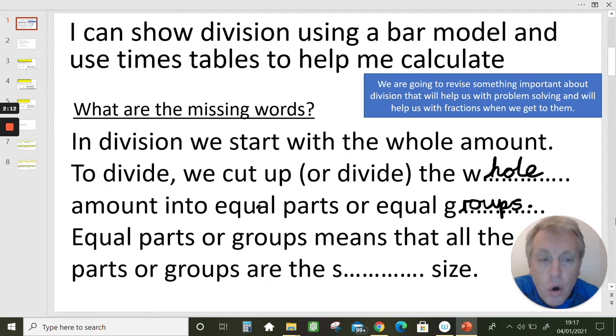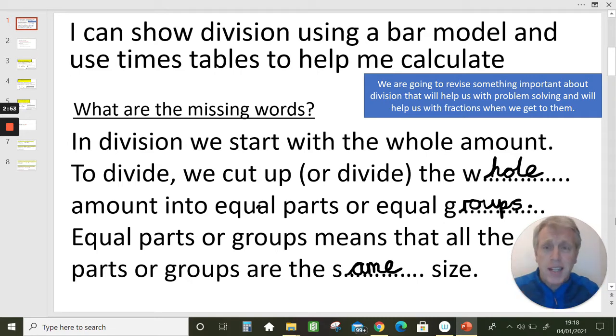And we better make sure we know what that means. Equal parts or equal groups means that all the parts that we split the whole into are the same size. Yes, you knew it. So in division, we start with the whole amount, and to divide, we cut up or we split up. We divide the whole amount into equal parts or equal groups. Equal parts means that all the parts or groups are the same size.